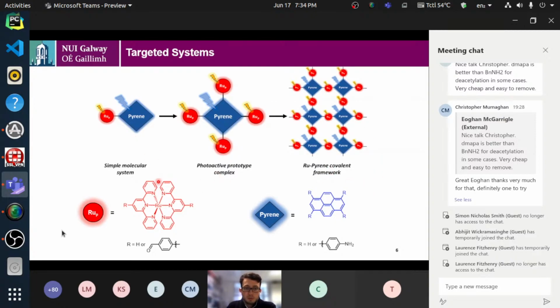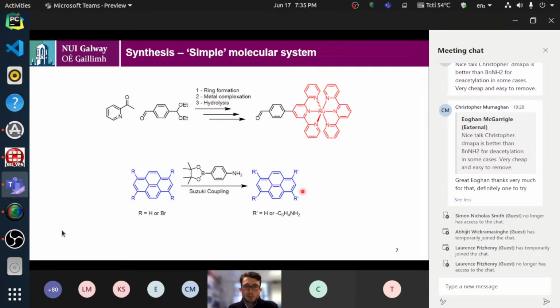Now, to link these two together, we looked into functionalizing the terpyridine with an aldehyde group and the pyrene with an amine group, and to form an imine or a Schiff base type bond between the ruthenium and the pyrene. So we just had an hour of organics, so I won't go into too much detail here, but we started with 2-acetylpyridine and our acetal functionalized aldehyde. In one step, we can form the terpyridine with the benzyl functionalized at the 4 position. We complex that with the ruthenium in one step, and we can hydrolyze the acetal to the aldehyde or the dialdehyde in a 3rd step. And in terms of the amine functionalization of the pyrene, we can do that in just one step, Suzuki coupling.